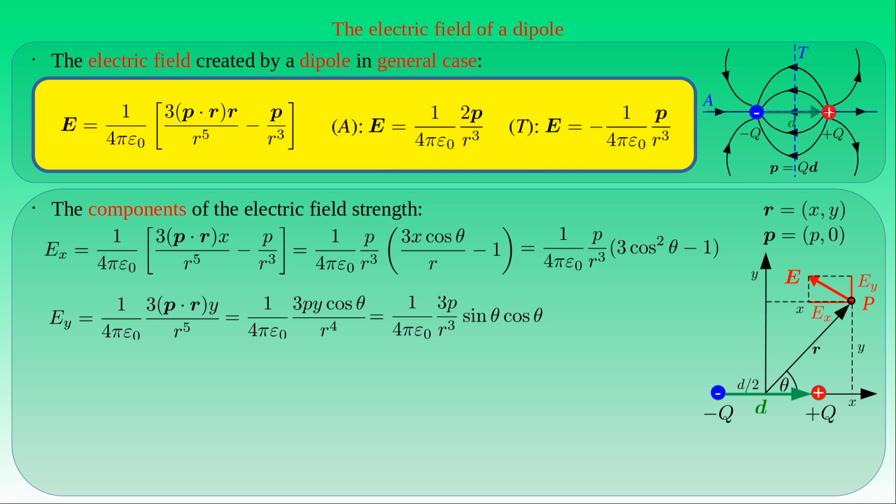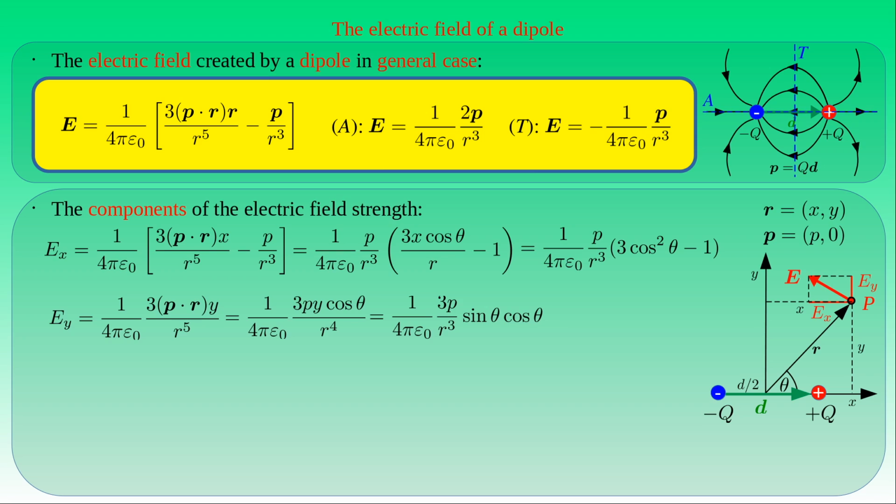The angular dependence of the components of the electric field strength clearly shows that the electric field is parallel with the axis of the dipole on the axis. Here theta is equal to 0 and cosine theta is equal to 1. As a result, the x component of the vector E is equal to the magnitude of the expression describing the field on the axis, while its y component vanishes since sine theta is equal to 0.